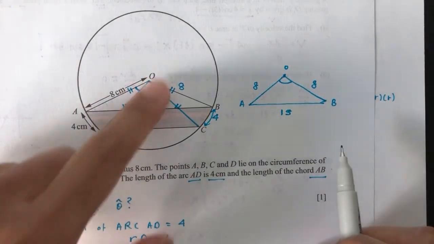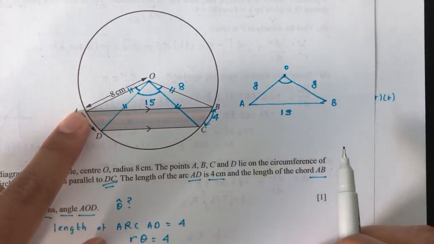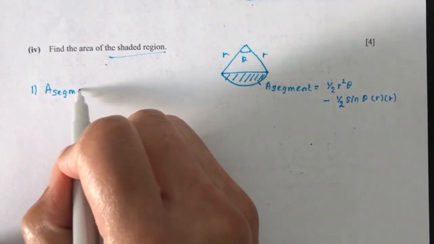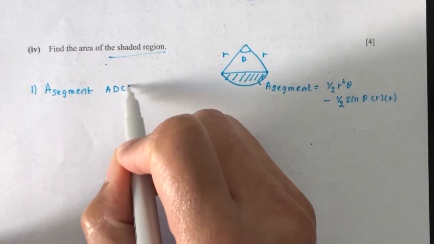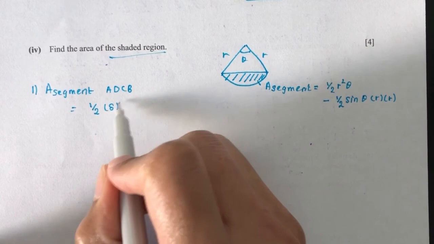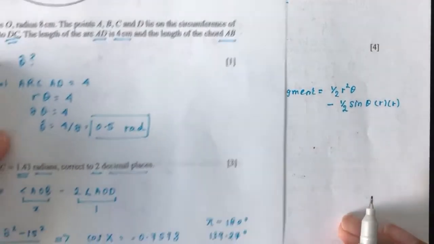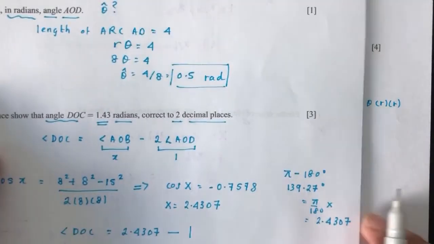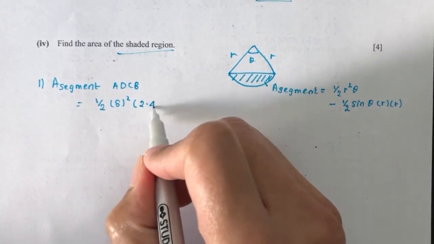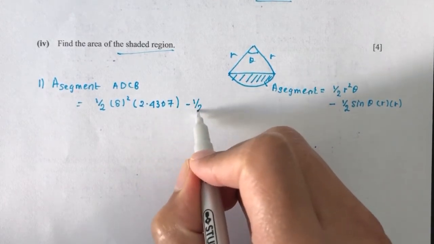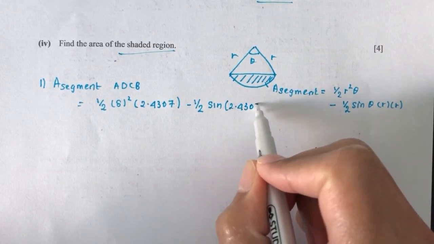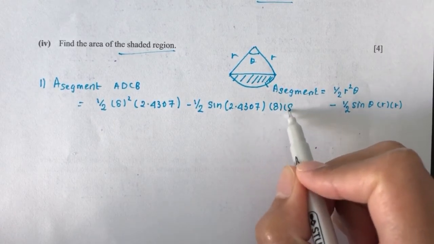So for the first one, we find the area of the big segment, which is this big one, ADCB. So part 1, the area of segment ADCB, the big one, will become half R squared theta. The big angle, we found on here, x is 2.4307, minus half sine theta, which is 2.4307 times 8 times 8.